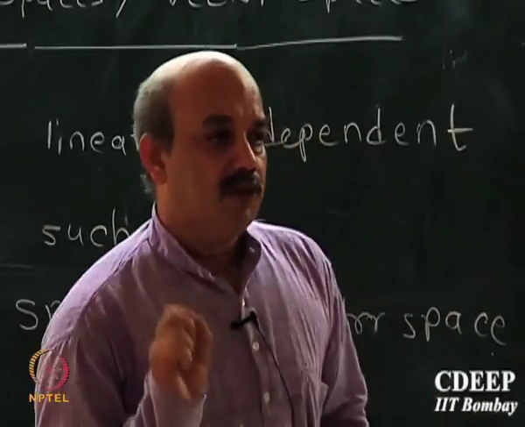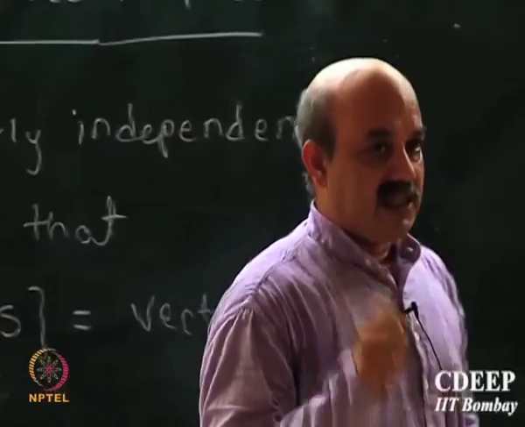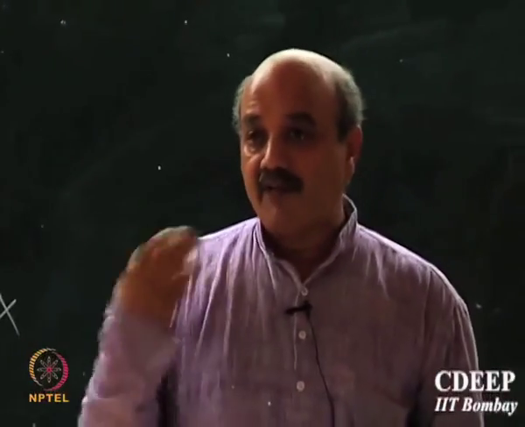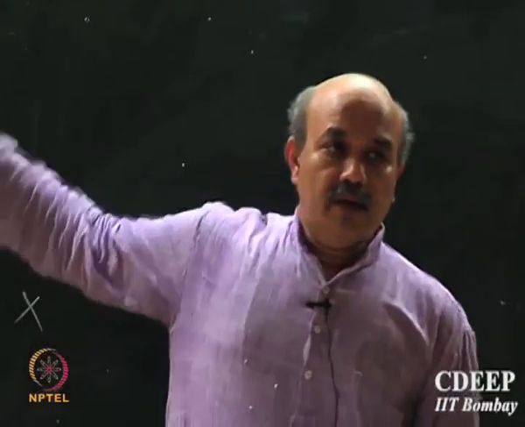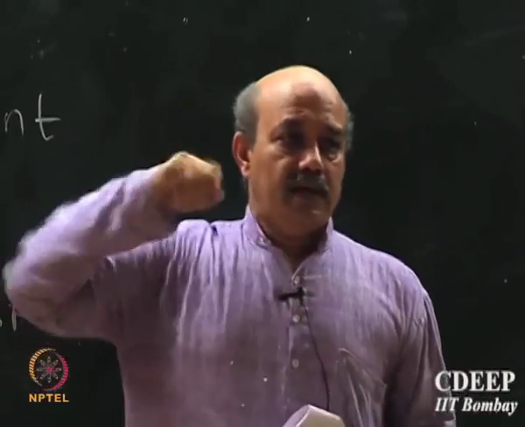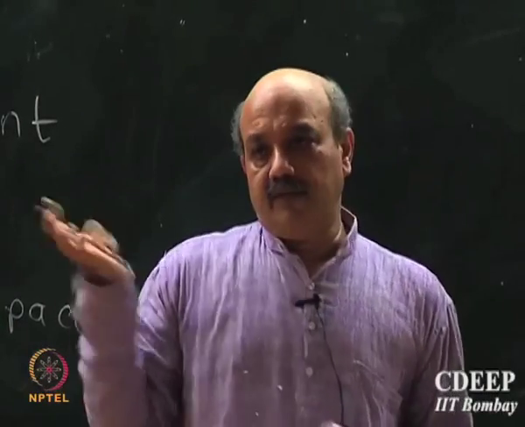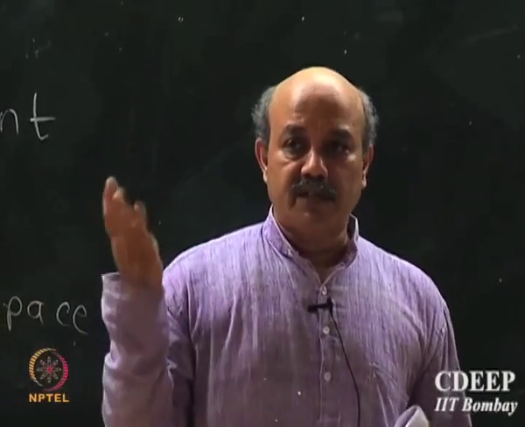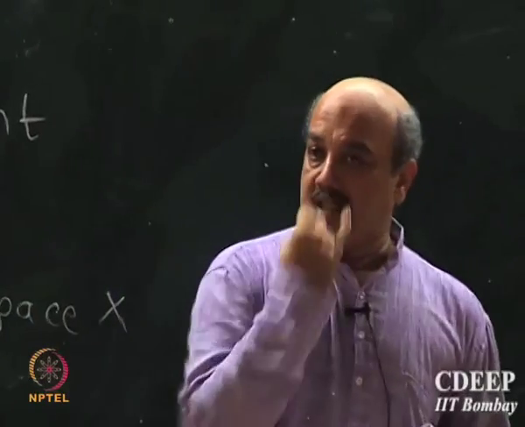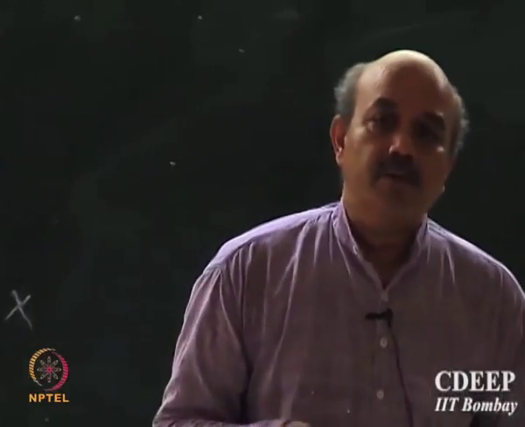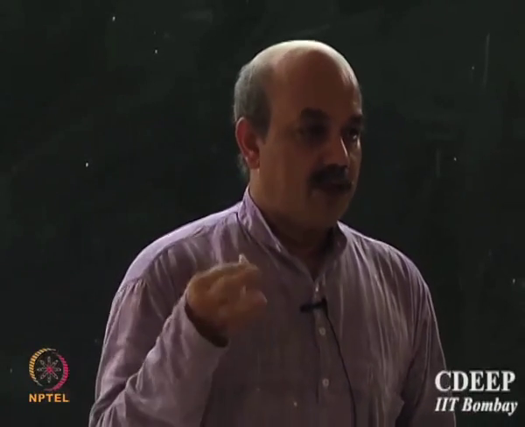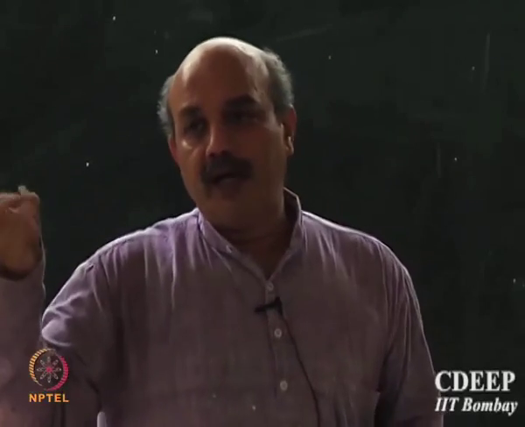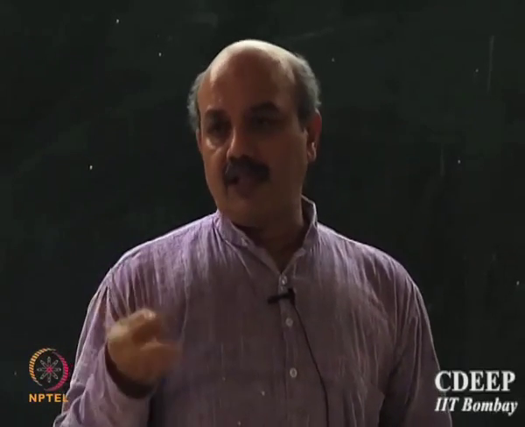So, the number of linearly independent vectors that generate the entire space defines the basis, and if that number is finite, we have a finite dimensional vector space. If that number is infinite, we have an infinite dimensional vector space. An example would be the set of continuous functions over 0 to 1, or over 0 to 2 pi, or over minus pi to pi.